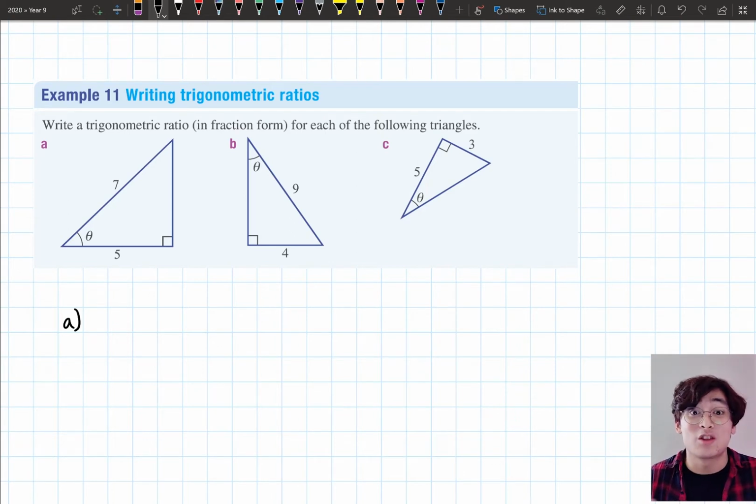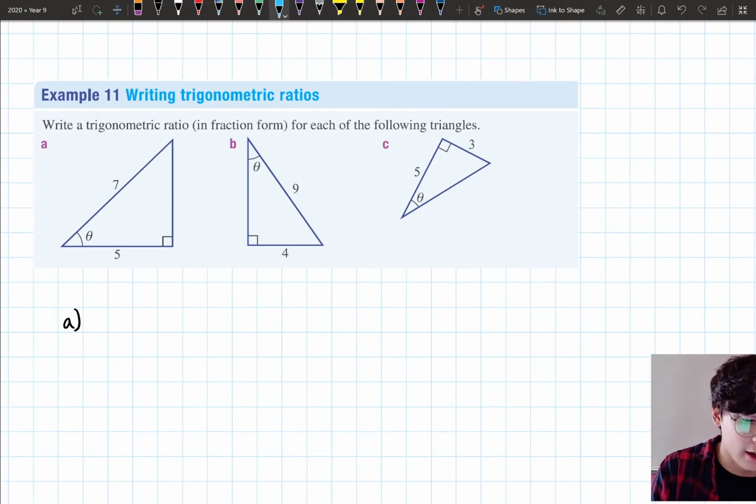When you're doing these questions with trig, the first step you want to do is label your sides. So let's label our sides for this first triangle. Let's do example A. I've got my right angle here. I'm going to label my hypotenuse. So the hypotenuse is the side that's opposite my right angle. So here I've got my H is over here. I've got a value of 7.